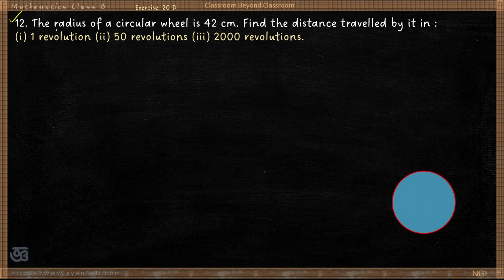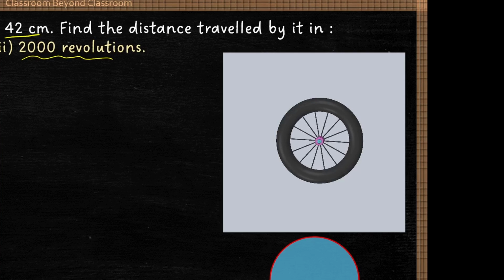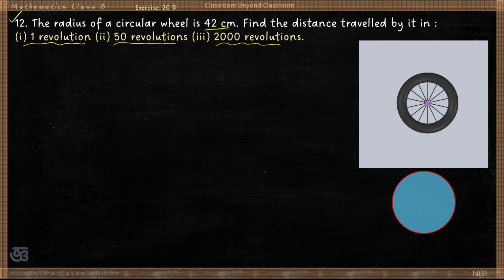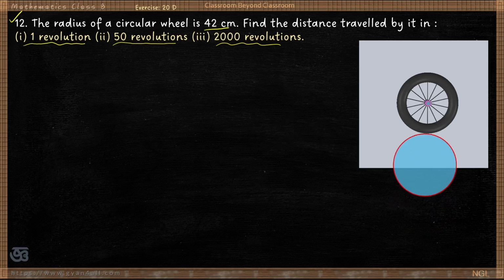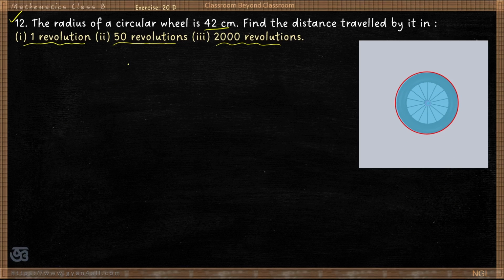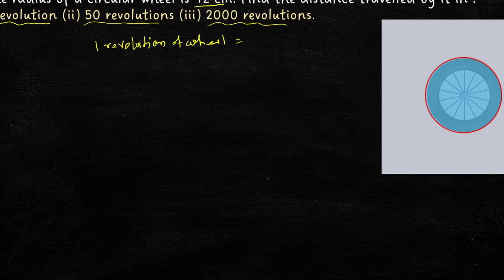Question number 12. The radius of a circular wheel is 42 centimeter. Find the distance traveled by it in one revolution. Number 2, 50 revolutions and 2000 revolutions. And wheel is set traveling on the road. So in one revolution, it travels distance equal to its circumference. So since the radius of the wheel is given, first we'll find the circumference of the wheel. So first let us write 1 revolution of wheel is equal to circumference of the wheel.